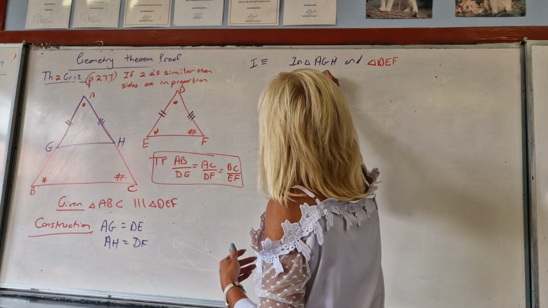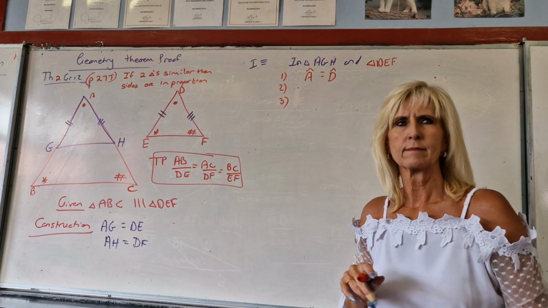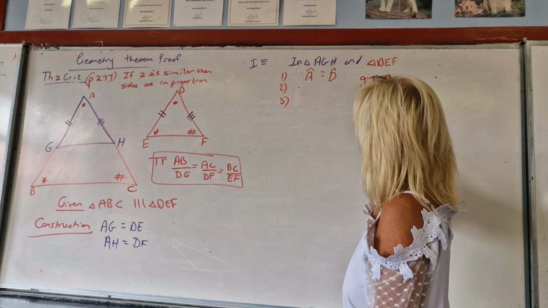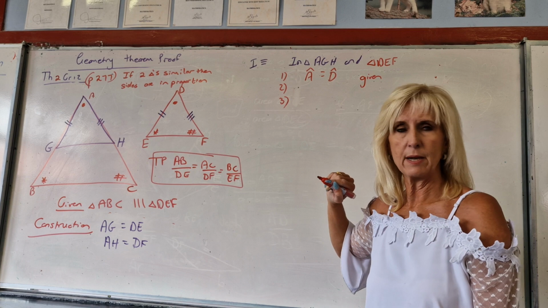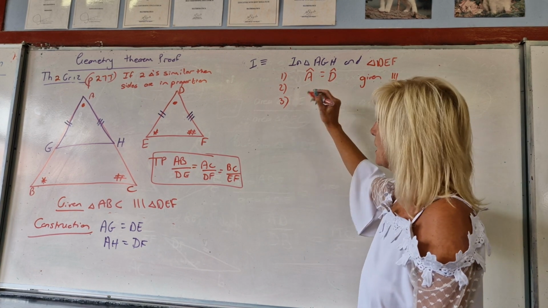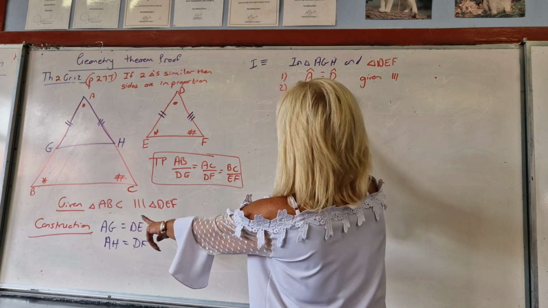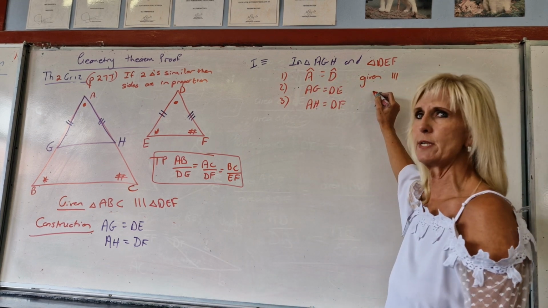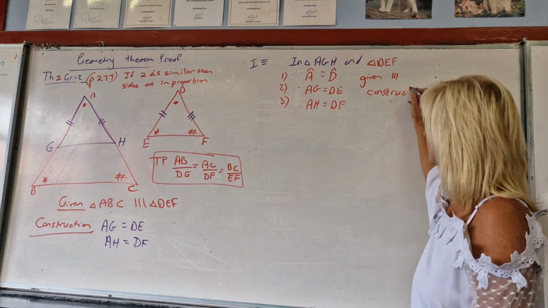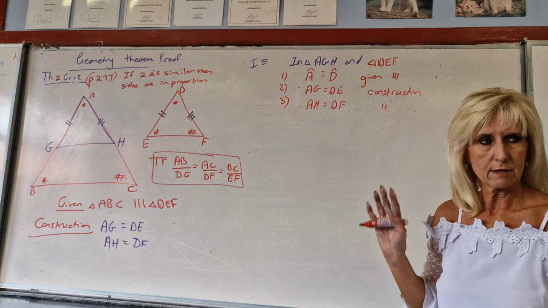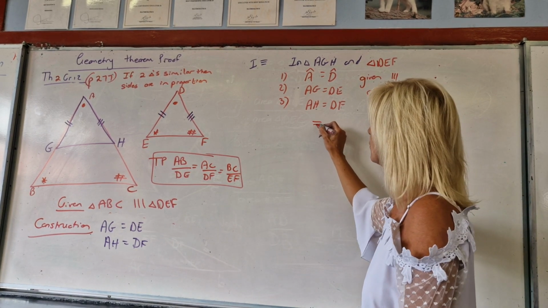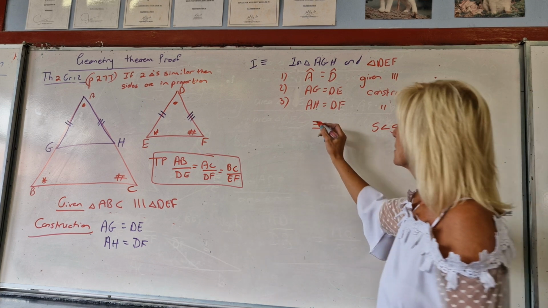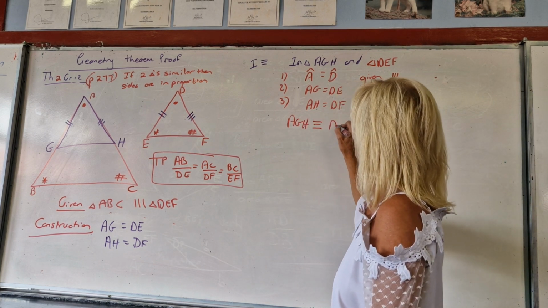So why is A equal to D? Because it was given that the two triangles are similar, so that's given. Then we've got AG and DE, and AH and DF. I made them the same, so what's my reason? Construction. Please don't do what I've just done there. Write it up, construction. So the reason for congruency would be side, angle, side. So it's going to be AGH and DEF.